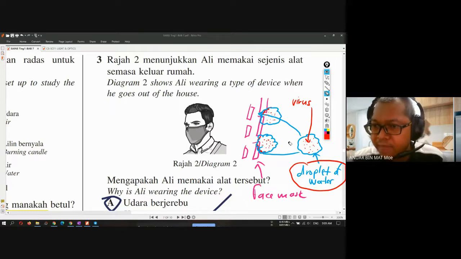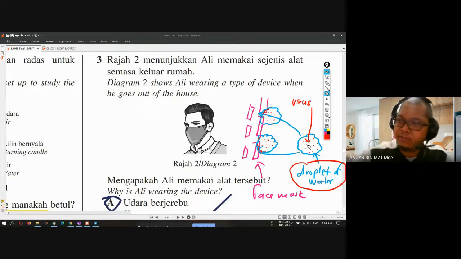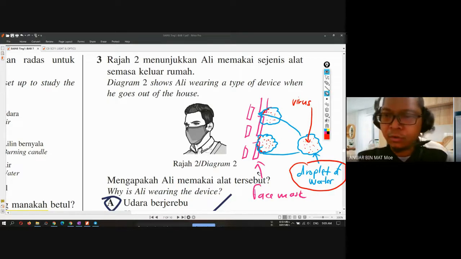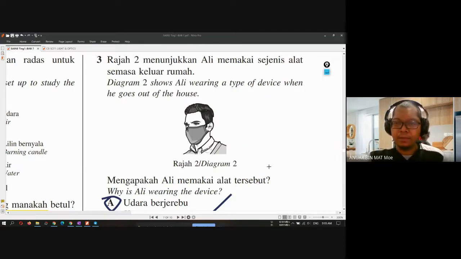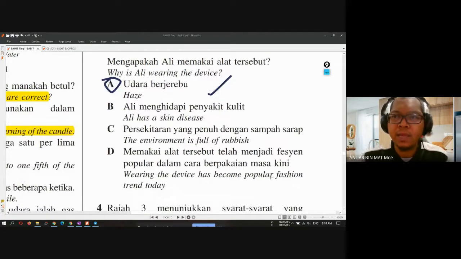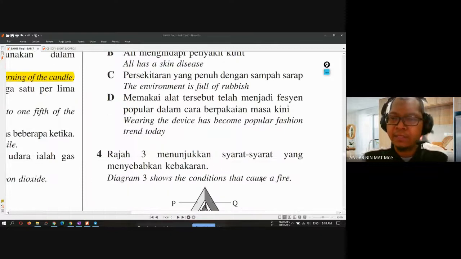But remember, the virus itself can go through the mask, but it is not a problem if you use a face mask, because the virus is in the droplet of water. The droplet of water is very, very small also, but it cannot penetrate the face mask, right? Just a small info, that's why we need to wear the mask in the pandemic era, in the COVID time like this.